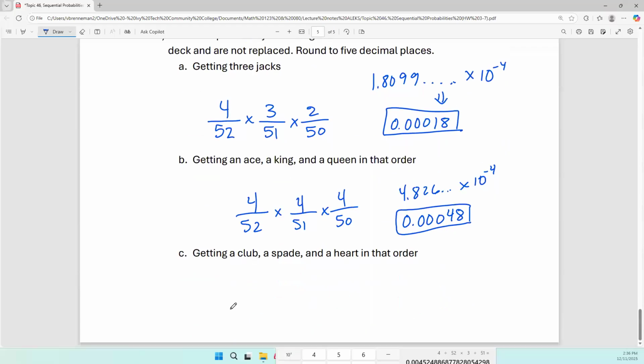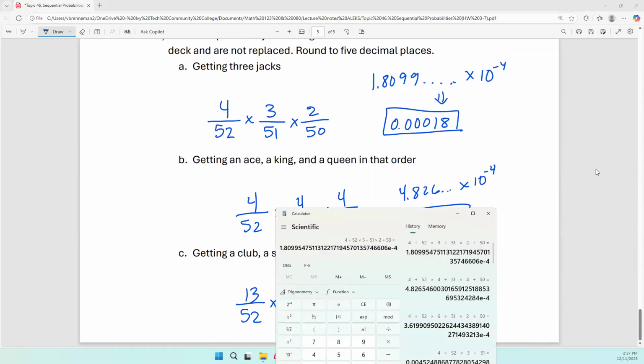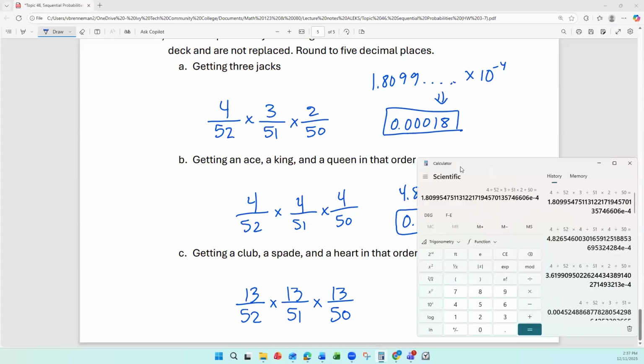All right, then the probability of getting a club, a spade, and a heart. Again, first draw is out of 52, second is out of 51, third is out of 50. A club on the first draw, there's 13 clubs out of the 52. Second draw, the first one drawn was a club, so all 13 spades are still there. Third draw, there was a club and a spade, all 13 hearts are still there. So 13 out of 52 times 13 out of 51 times 13 out of 50. 0.01657.